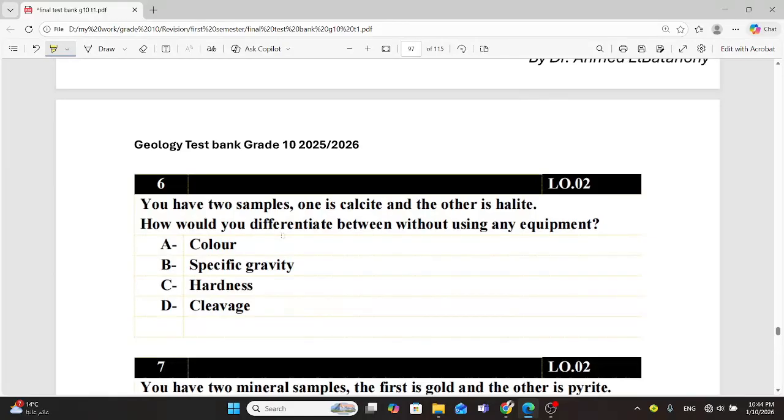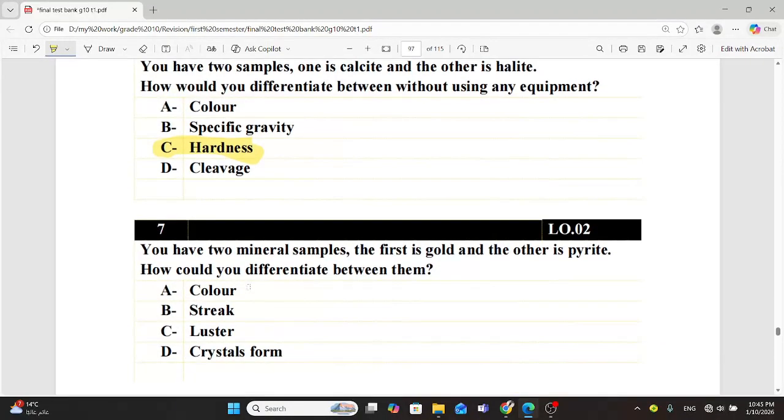طيب you have two samples, one is calcite and the other is halite. How would you differentiate between them without using any equipment? طيب without using any equipment يبقى الطعم halite with calcite. You have two mineral samples. The first is gold and the other is pyrite. How could you differentiate between them? الستريك قلنا هما شبه بعض ما عدا الستريك بتاع البيرايت بلاك.